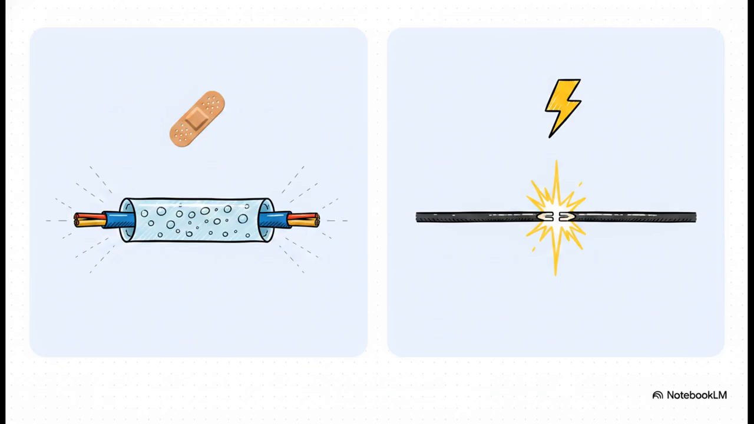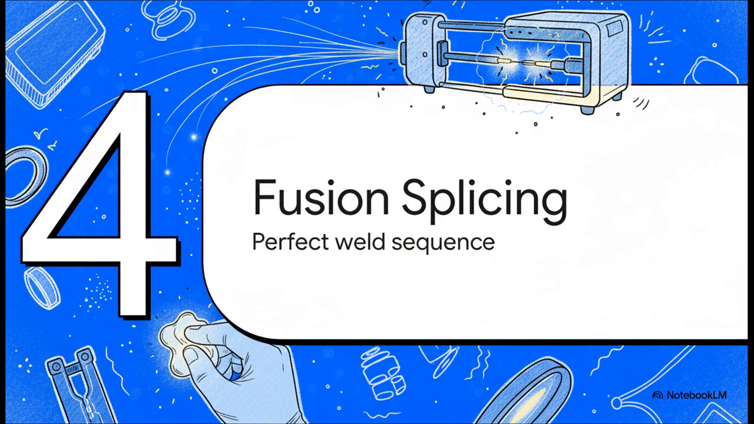Now, contrast that with fusion splicing. This is a permanent weld that literally melts 2 broken pieces of glass into one seamless whole using an electric arc. It is absolutely the gold standard of the industry, giving you almost zero light loss. So let's look closer at part 4, the fusion splicing process, a strict sequence for a perfect weld.